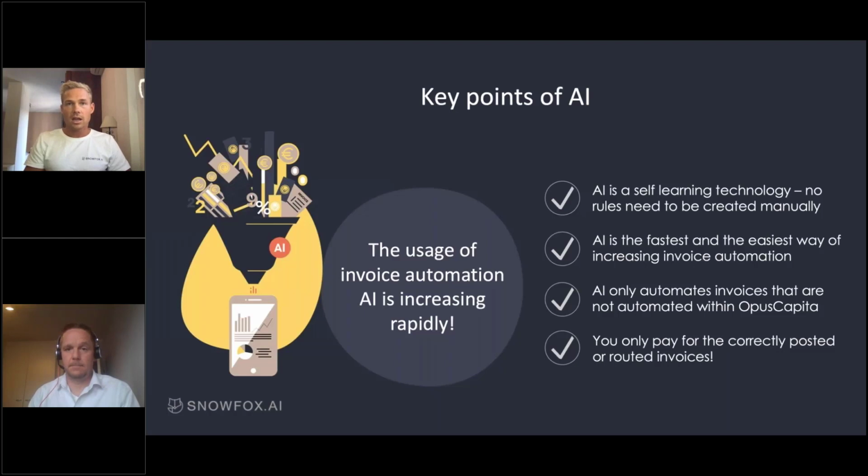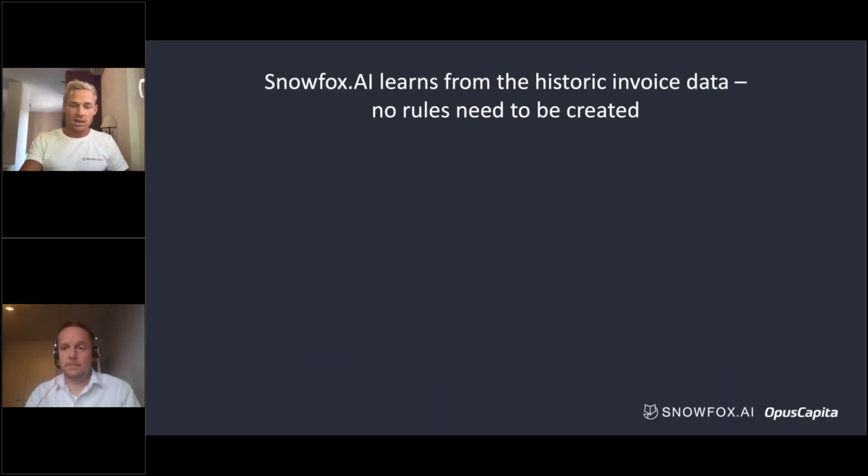So first of all, the AI technology is self-learning technology. AI actually learns all those automation rules automatically from the invoice data. And the logic is that AI only automates those invoices that are not yet automated within OpusCapita. So AI is only touching manually handled invoices. So it's only increasing your invoice automation, not competing against rule-based automation. So basically, AI loves data.